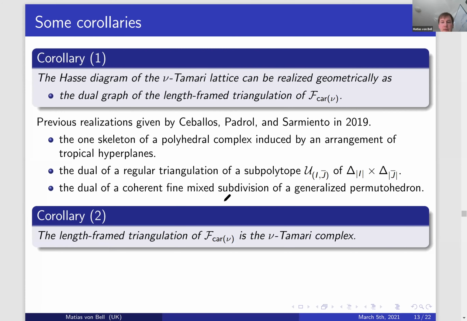But our length frame triangulation turns out to be integrally equivalent to the triangulation of this subpolytope that they considered. Another consequence of this bijection between routes and arcs is that if we think of the length frame triangulation as a simplicial complex, it is really just the nu-Tamari complex.